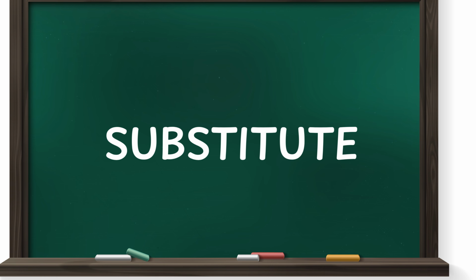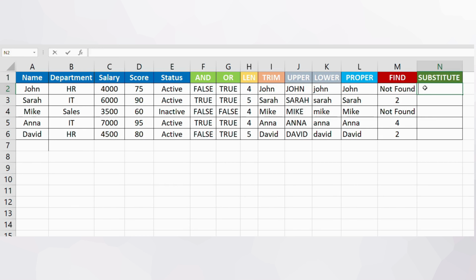Now let's learn our final function in this video, substitute. Substitute replaces specific text with new text. In cell N2, I type equals substitute, then select cell A2, which contains the original text. Next, inside quotation marks, I type the word I want Excel to replace, which is John. Then, after another comma, I type the new word, Jack, inside quotation marks. After pressing Enter, Excel replaces the word John with Jack. This function is very useful for correcting repeated text, fixing spelling, or updating data quickly.